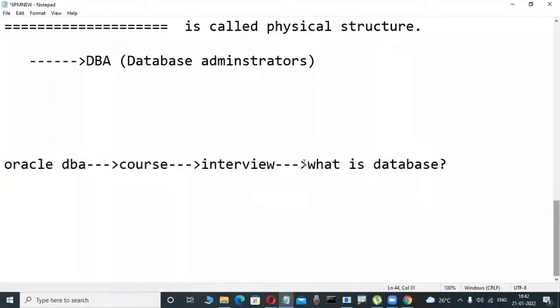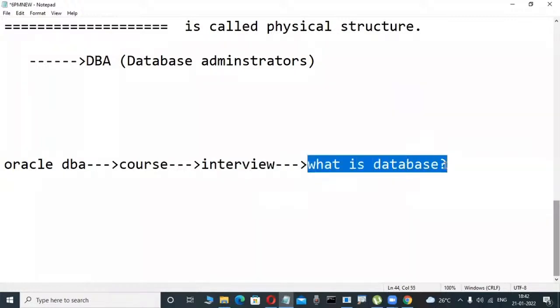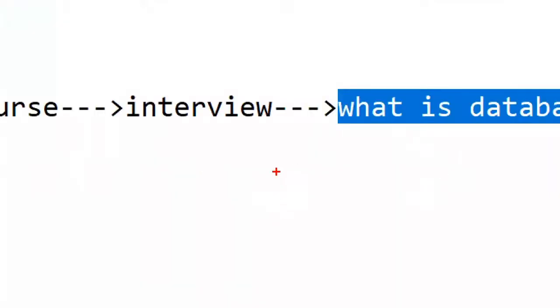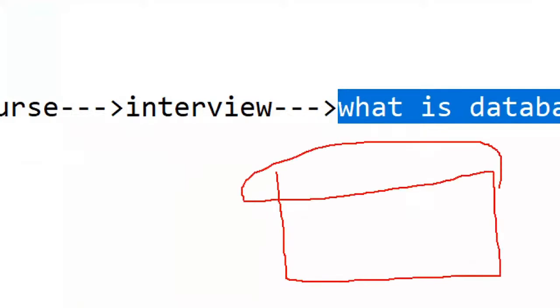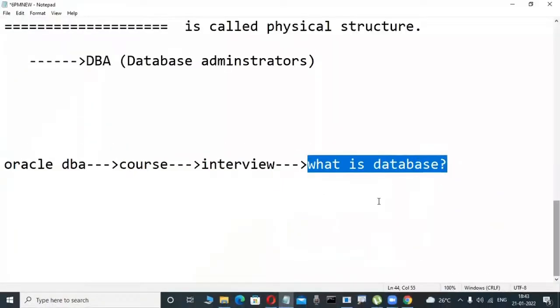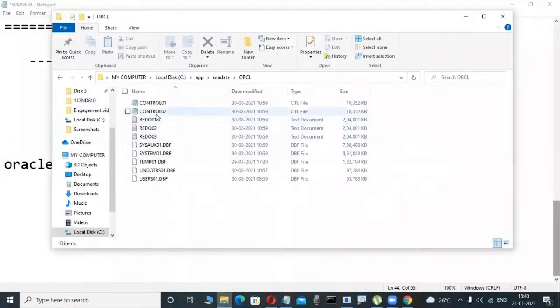So when the interviewer asks what is a database, as a DBA programmer I don't say it is a place which stores a structured collection of data, because that is wrong, that is the logical side. I tell the physical side: whenever I install Oracle software, some physical files are automatically created on the disk and are visible, the data files, control files and redo log files.